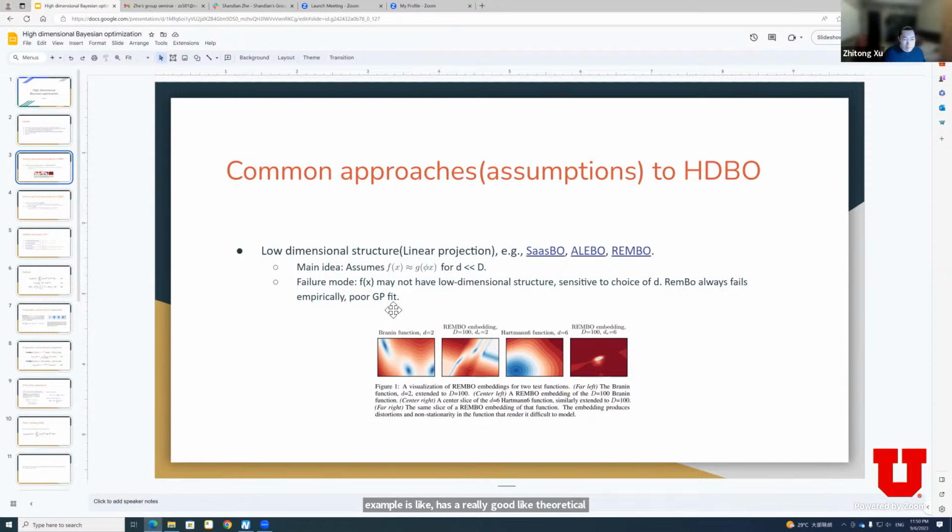I put a picture from the ALIBO paper, where it depicts the Gaussian process GP model and compares it to the actual function. So you can see RANBO learns a really bad GP.